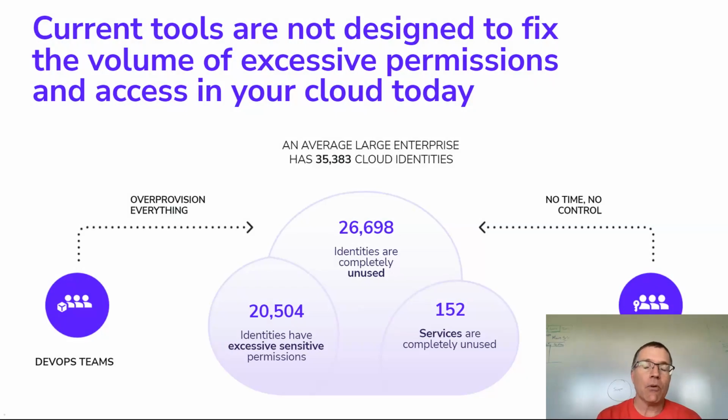And this is an example of a real customer with some real numbers in here to give you an idea. They had 26,000 identities that are completely unused in this environment. They had 25 or 20,000 of them that had excessive permissions. They had one of those sensitive permissions that they don't use. And if you look at AWS, it's just what this presentation is about. They actually had 152 AWS services that aren't used at all that everyone was permissioned to.